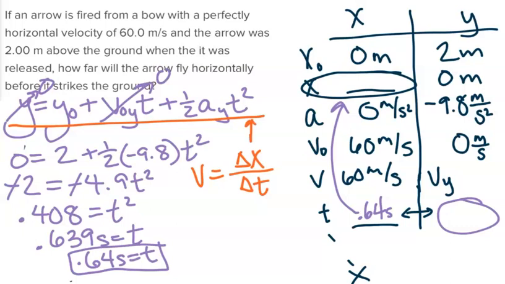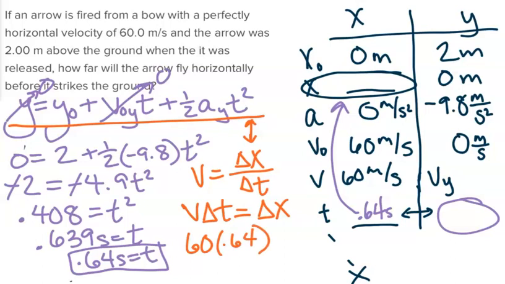We can go ahead and move the time over to the other side so that we can solve for delta x. And then our velocity was 60 meters per second. This is occurring over a time period of 0.64 seconds to solve for our change in position. So we should end up with a horizontal distance of 38.4 meters from where the bow originated.